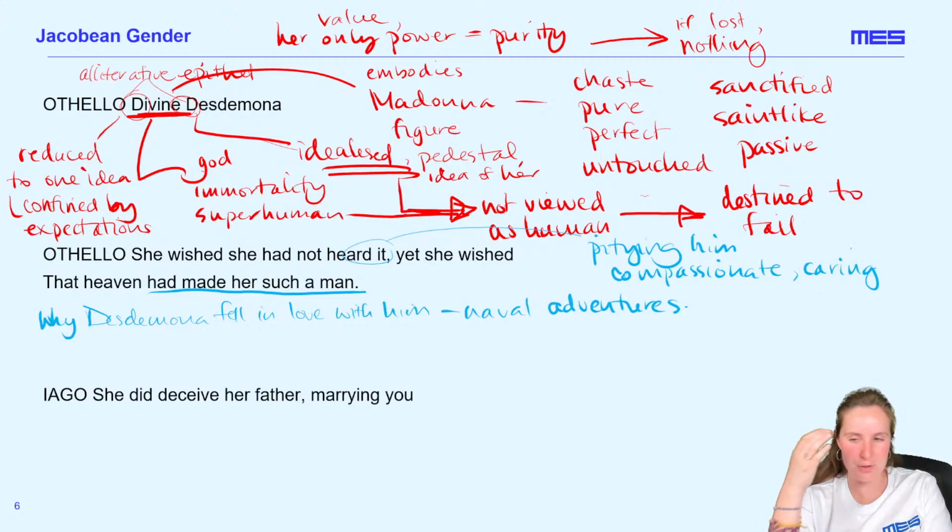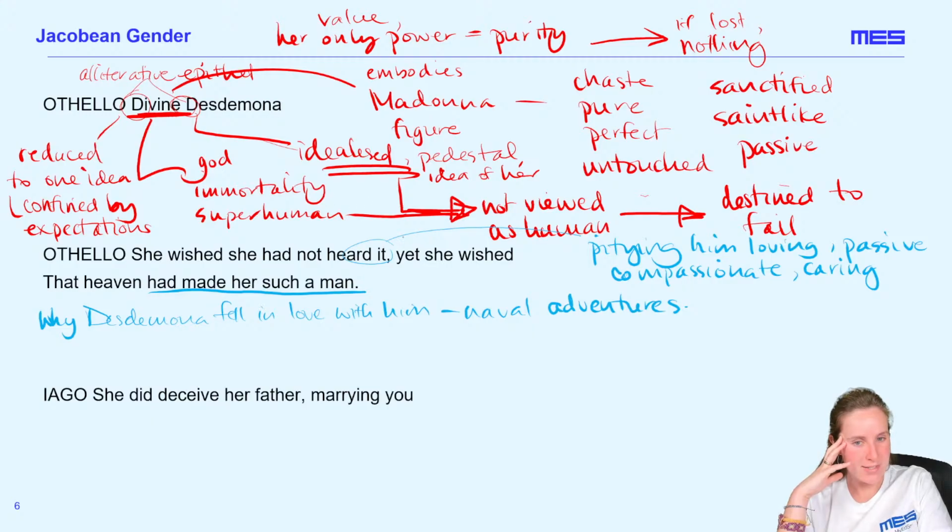She's kind of listening. So she's still in this passionate, like loving, passive role, because she's not talking about or going on the adventures herself. She's just listening. But she wished that heaven, this yet is interesting, right? There's this wrinkle to Desdemona's character. She wished that heaven had made her such a man. So she wished that she could be like Othello.